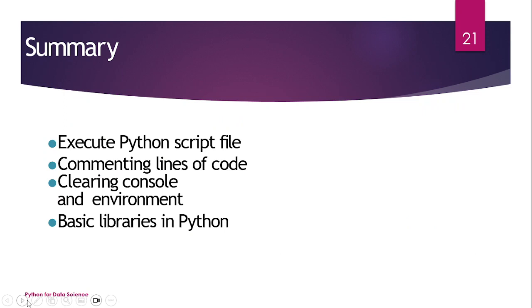And what is the summary for this particular lecture? We have seen how we can execute a particular script file, as a whole and also individual commands. Then commenting of lines, single line and multiple lines also, and the shortcut is Control+1. And then clearing the console and environment, percentage clear. And we have also seen how we can delete a variable, del followed by the variable name.